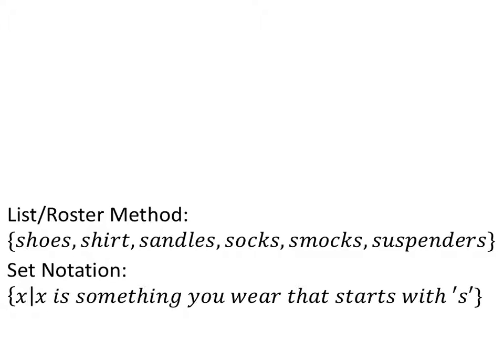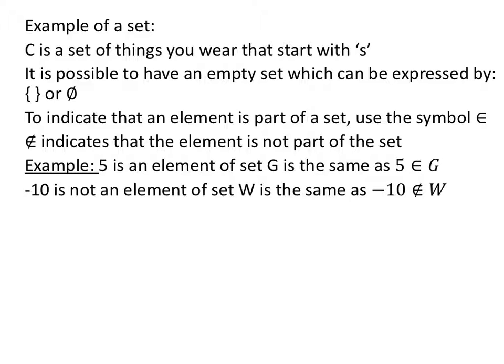In set notation, sometimes we don't list all of them, but we can define it a little differently. Again we have those fancy brackets, but this would be said as X such that X is something you wear that starts with S, like a smock. That could have been called set C, a set of things that you wear that start with S. It is also possible to have an empty set, meaning there's nothing in the set. In that case, we indicate it with the two fancy brackets with nothing between, and in some cases we use this symbol to indicate a null set or empty set.